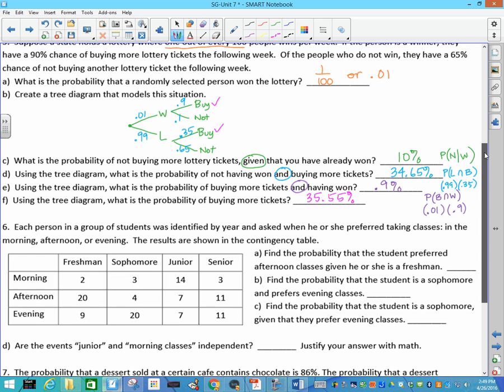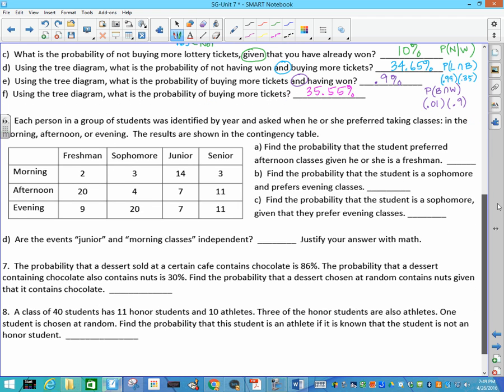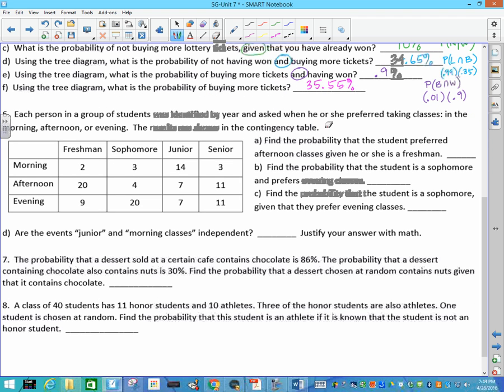Okay, number 6. Each person in a group of students was identified by year and asked when he or she preferred taking classes: in the morning, afternoon, or evening. The results are shown in the contingency table. Contingency table, frequency table, same thing. Find the probability that the student preferred afternoon classes given he or she is a freshman. So again, it will help you receive partial credit, help you see the similarity in all these kinds of problems, if you will write down this notation: the probability that the student preferred afternoon classes given that he or she was a freshman.